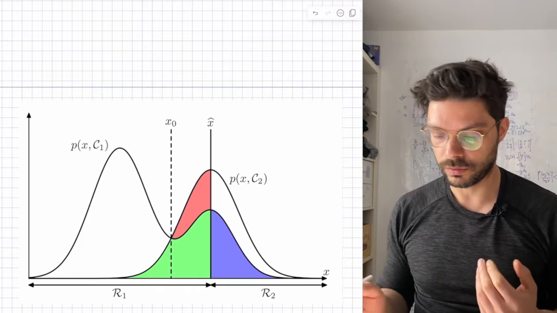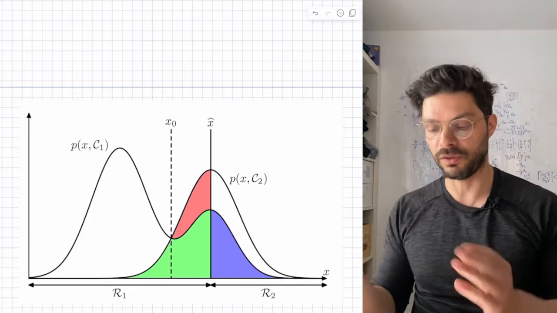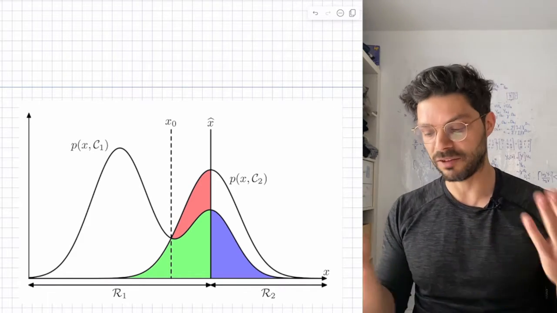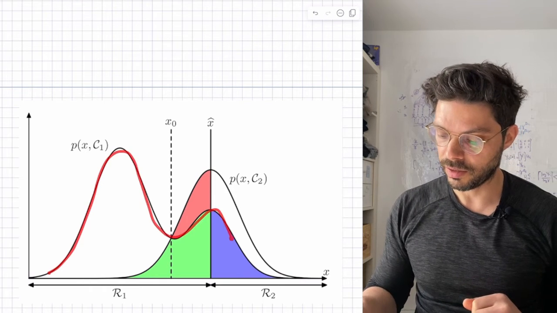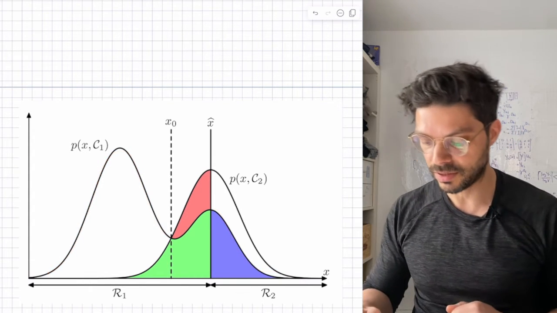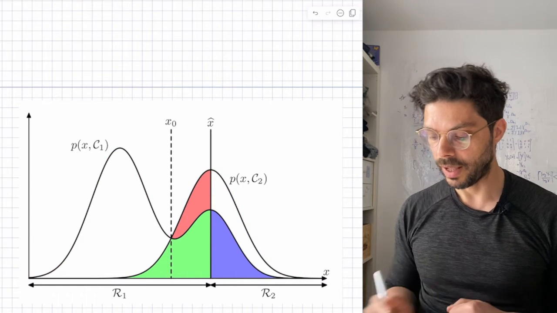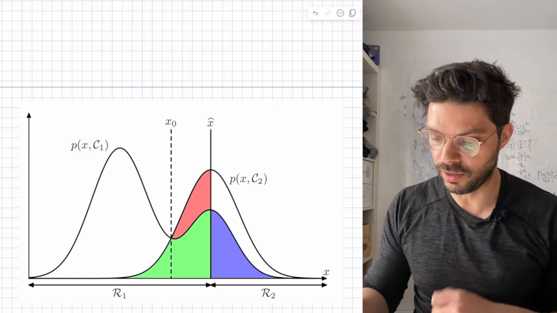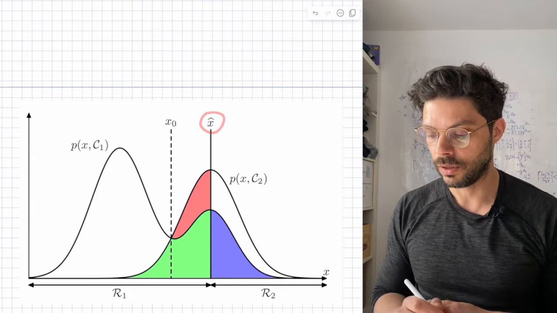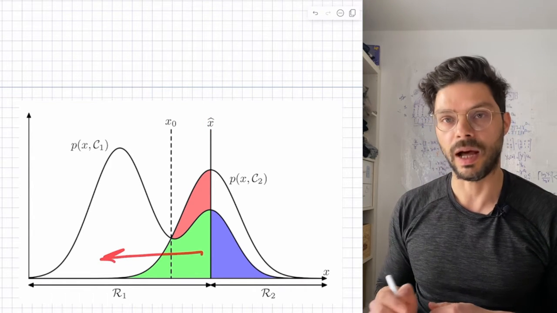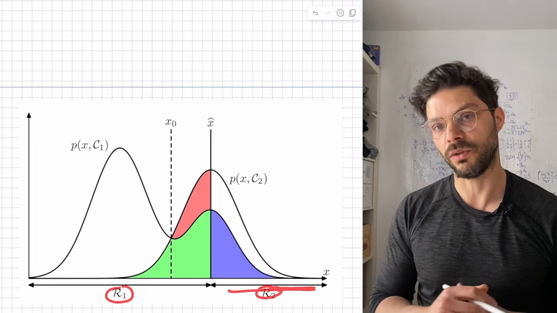Okay, so what do we have here? Here we've got the joint probabilities of the two classes, let's call them C1 and C2. So here's the probability of x from the first class, and the joint probability of x from the second class. In this figure, we've picked the decision boundary at this x hat location. Everything on the left side we're assigning to region 1, and everything on that side we're assigning to region 2.